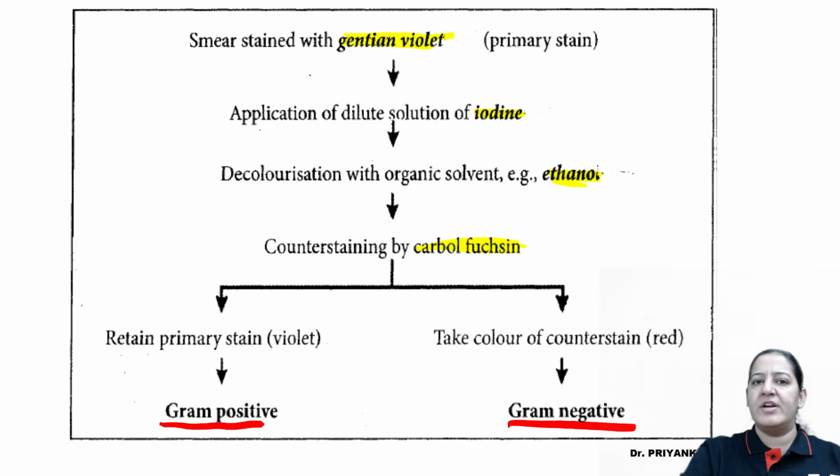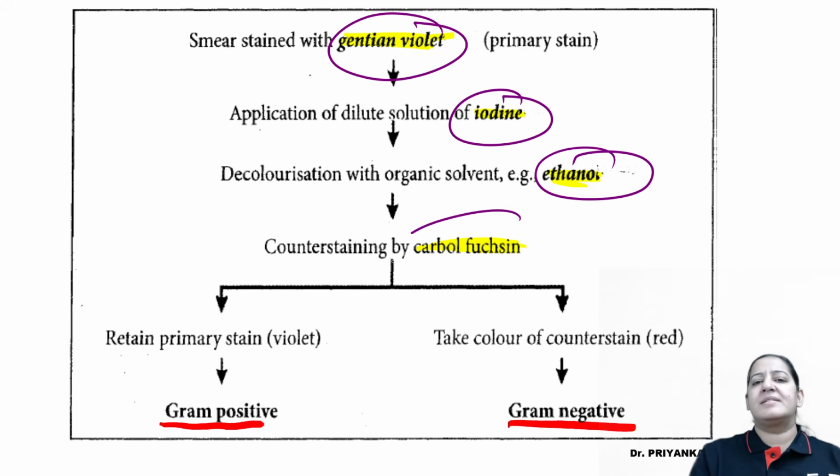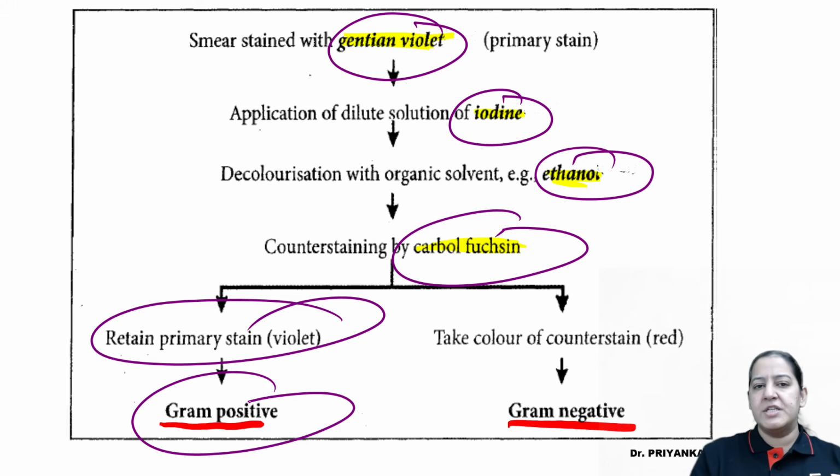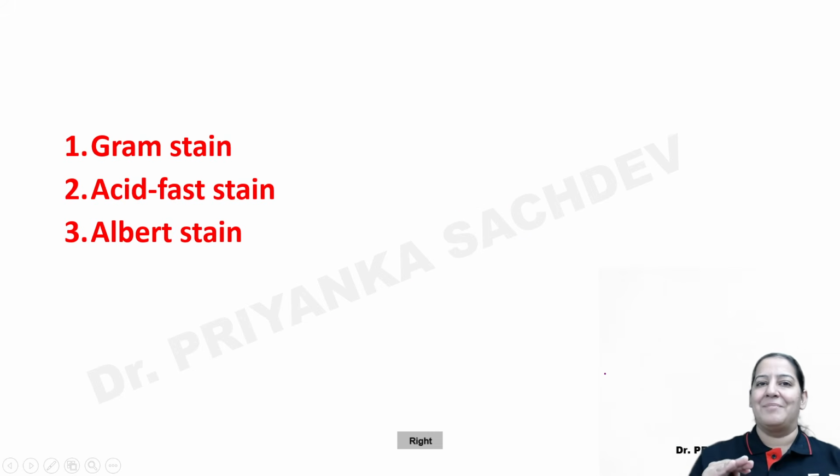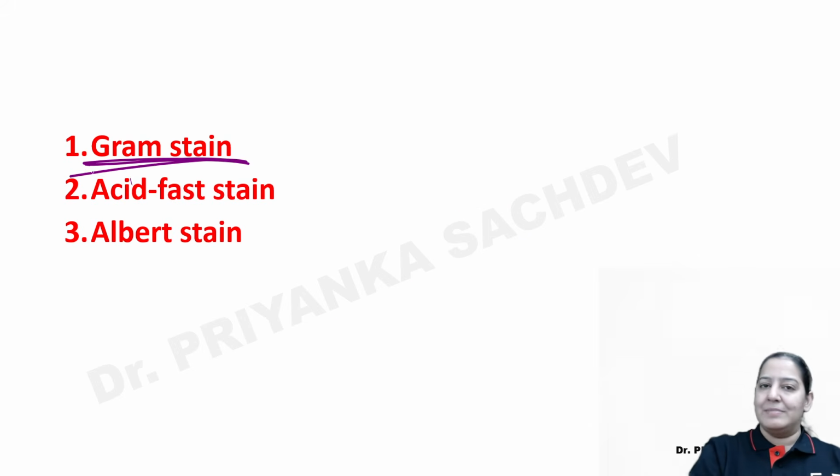So the 4 steps are in front of you: primary stain, mordant, decolorizer, secondary stain. In the end, some bacteria are violet, so gram positive. In the end, some bacteria are red, so gram negative. This is the summary. So that's all about gram stain in this session. In the next session, I will teach you about acid fast stain and Albert stain, and we will do a comparative analysis between the 3.